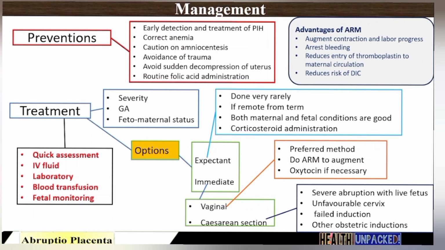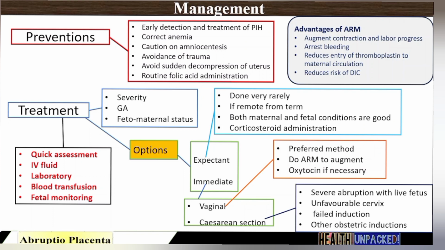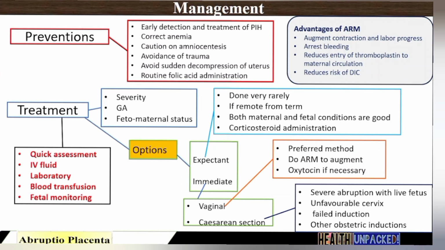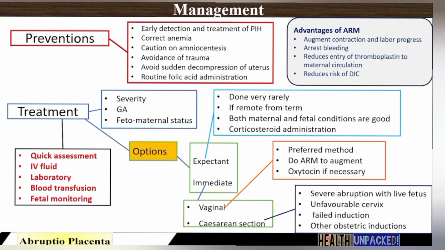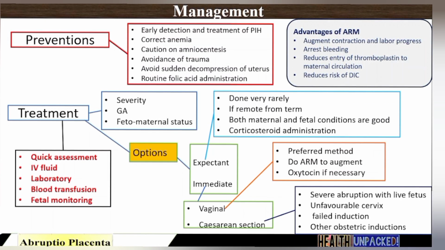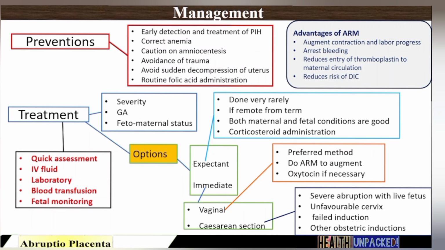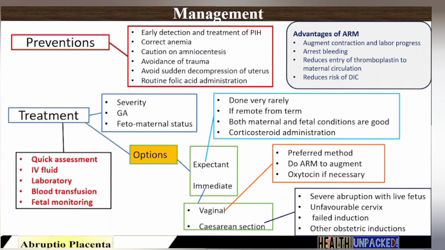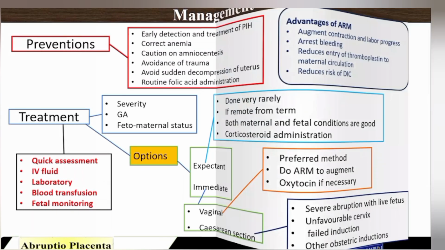Advantages of ARM, or artificial rupture of membrane: it augments contraction and also labor progress, and it arrests bleeding, because when amniotic fluid escapes from the uterus, the uterine walls collide with each other, so that reduces bleeding, reduces entry of thromboplastin into the maternal circulation, and also reduces the risk of DIC. So ARM is very important to induce the labor and it reduces bleeding.